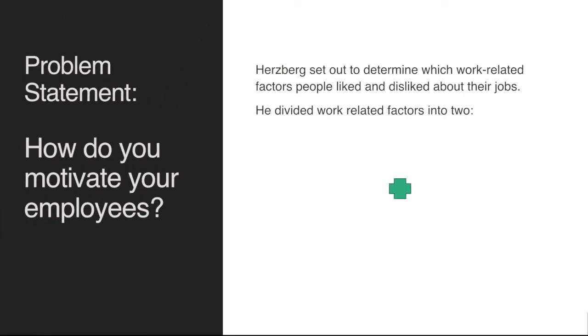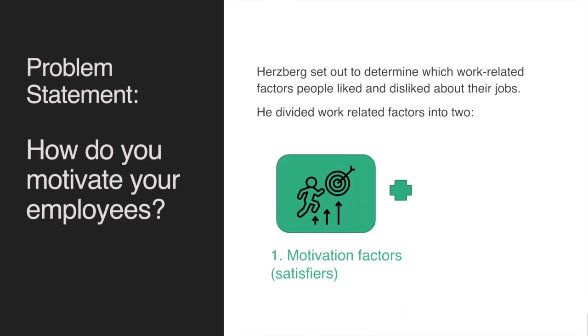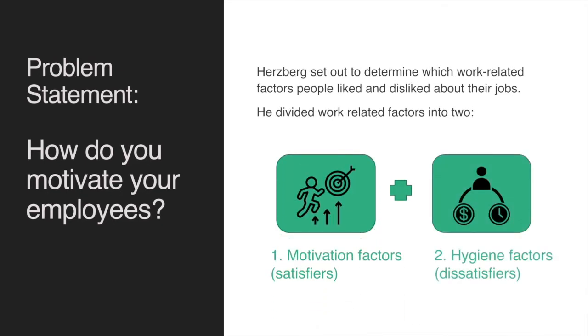So he had this question: how do you motivate your employees? And since he thought a lot about mental health, he determined work-related factors that people liked and disliked about their jobs. He divided the work-related factors into two: motivation factors, or satisfiers, and hygiene factors, or dissatisfiers. Following this, Megan is going to go more into depth with the theory.